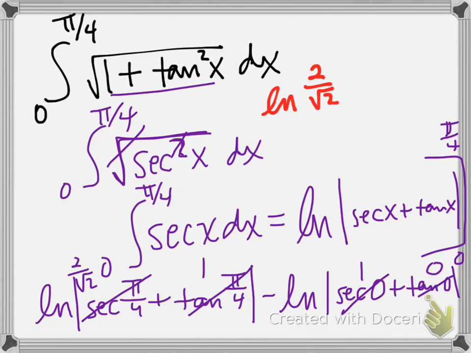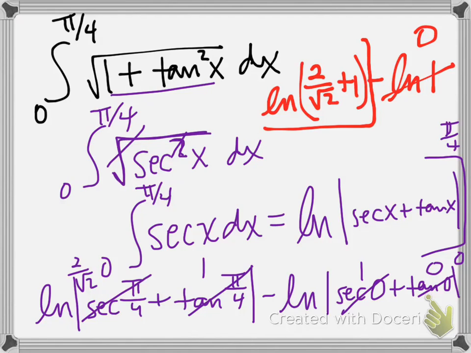So now what I have is natural log of 2 over the square root of 2, and that's a positive number, so I don't have to worry about whether or not I have absolute value bars. So it's 2 over the square root of 2 plus 1 minus the natural log of 1 plus 0, which is 1. And you might remember just a couple minutes ago I told you natural log of 1 is actually 0. So ln of 2 over the square root of 2 plus 1 is my solution.